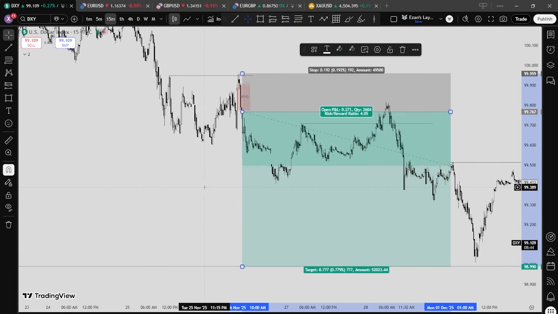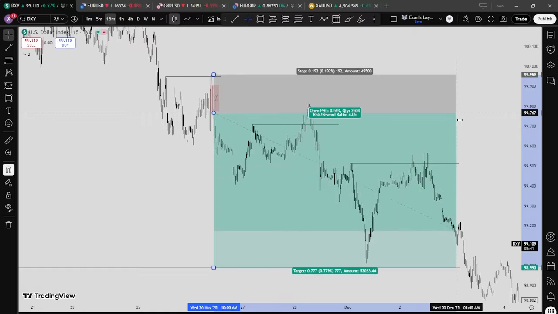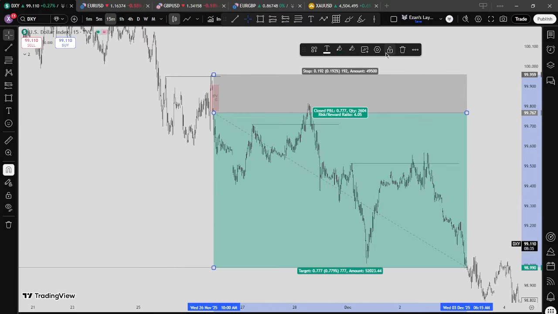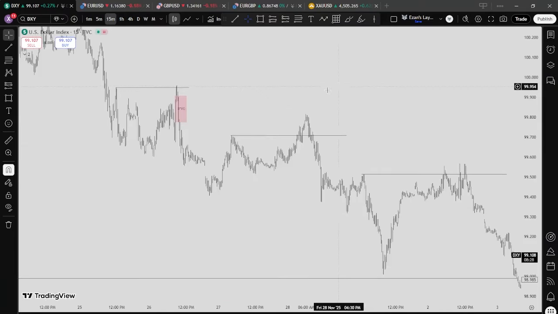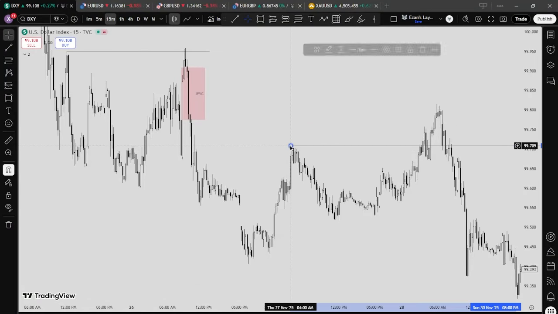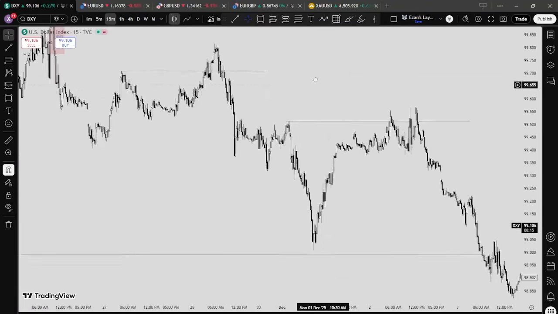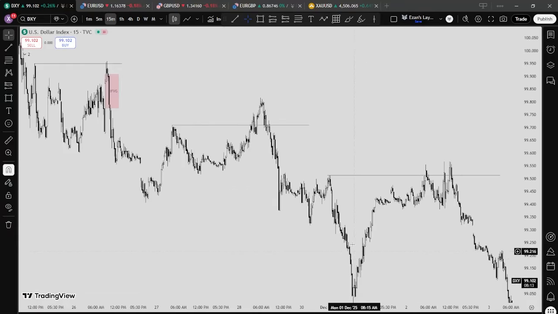Now what I'm going to do, I'm going to target my draw here. So you can see my draw ends up hitting, and this is a 4:1 reward, right? So I'm just going to remove this. It's a 4.05 reward. Now let's actually move on towards our next trade. You could also just take a 2:1 reward or 3:1 reward on these trades, but I'm going to show you an entire trade that you could take towards your draw on liquidity.